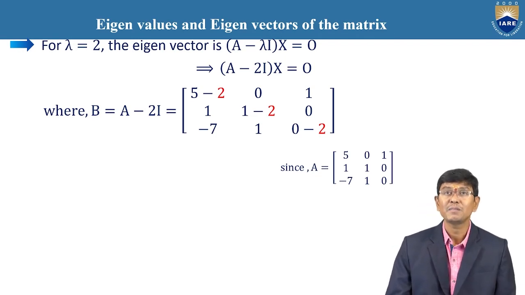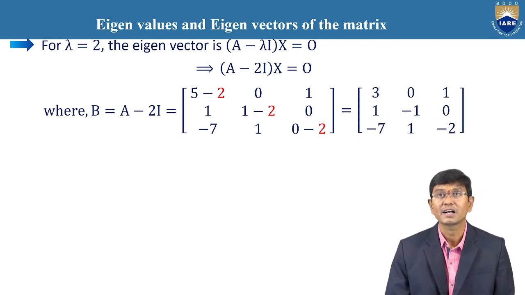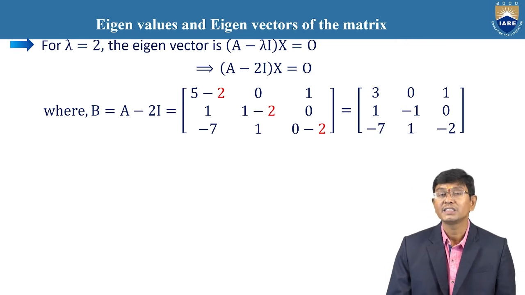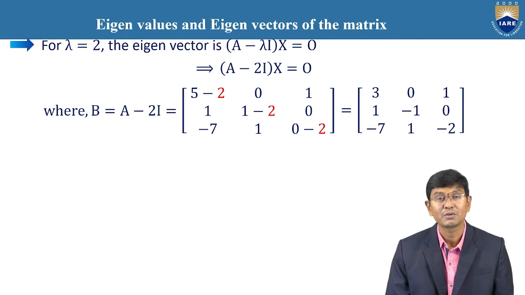Therefore, for lambda equal to 2, the eigenvectors of the given matrix, by the definition, satisfy A minus lambda I into x is equal to 0, where x is the considered eigenvector, that is a non-zero vector. Therefore, when we replace lambda with 2, it is clearly A minus 2I into x is equal to 0.